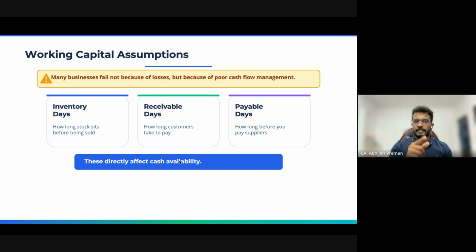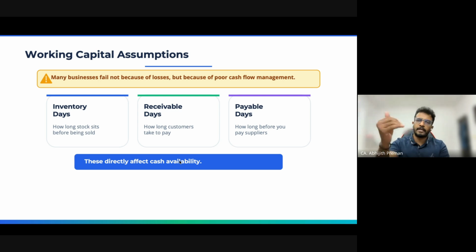Okay. Then the second one is receivable days. How long will customers take to pay? That's another assumption which you need to make, and it should also be realistic. Typically, people would take around 7 to 15 days to make the payment if you give an invoice. But if you're in the business of exporting, it may take 90 days. So you need to factor all these things.